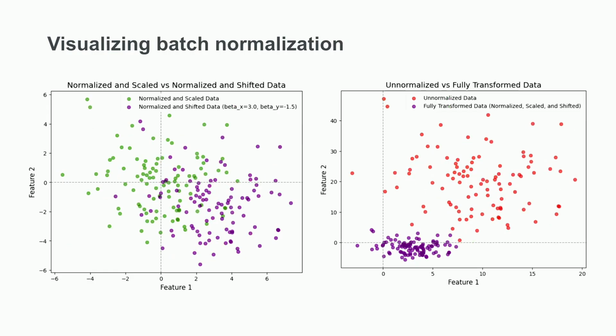And here we see another demonstration of what happens when we normalize and scale data. This is the shift part, where the purple points show the normalized and shifted data using the learnable parameters beta x and beta y. This demonstrates how batch normalization not only standardizes, but also gives us this little bit of data augmentation. On the right, the red points are unnormalized data, and the purple points are fully transformed data that has been normalized, scaled, and shifted, so the full batch normalization transform. So this highlights the full effect of the batch normalization operation.